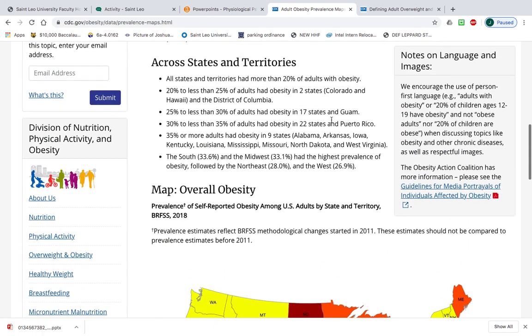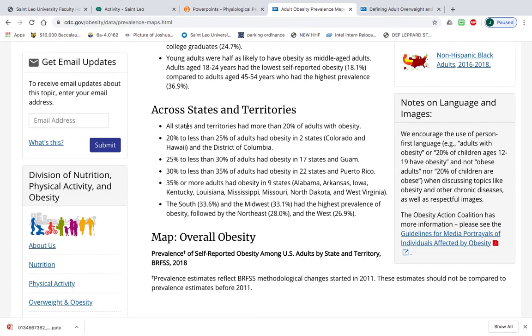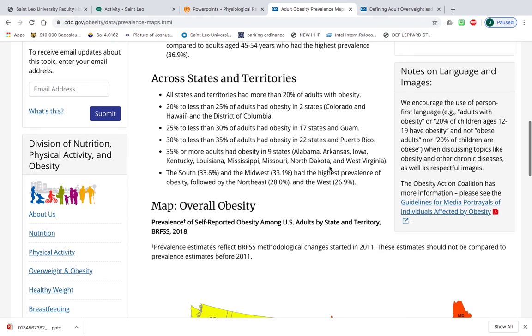You can see here across states, all states and territories had more than 20% of adults with obesity, and so forth. The South tends to be the highest. The South and the Midwest have the highest prevalence, followed by the Northeast and the West.